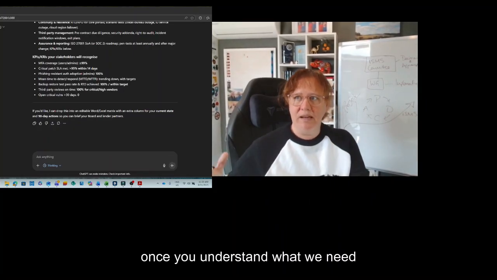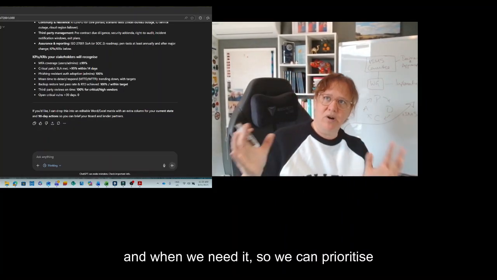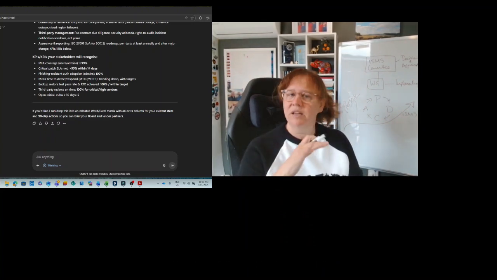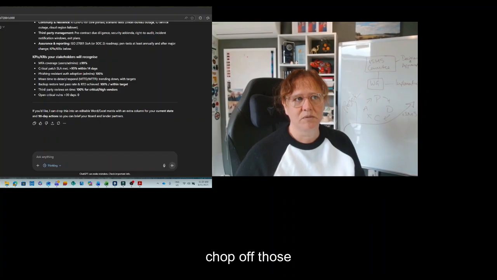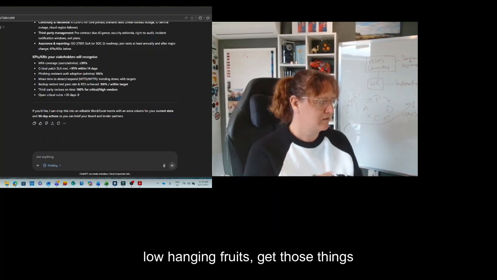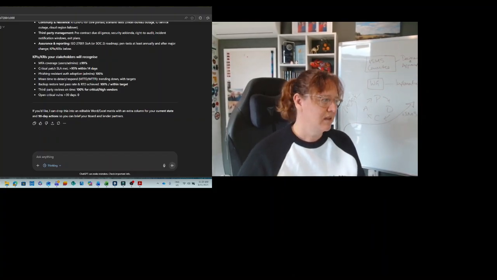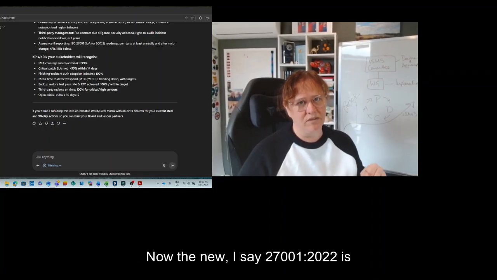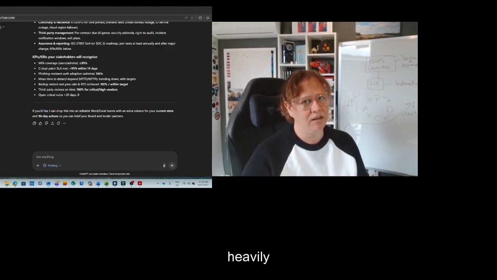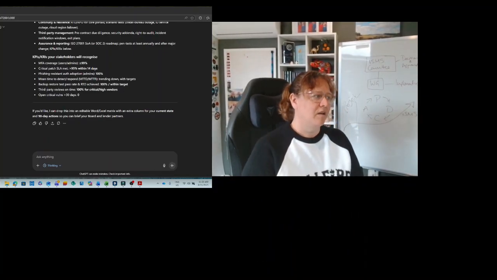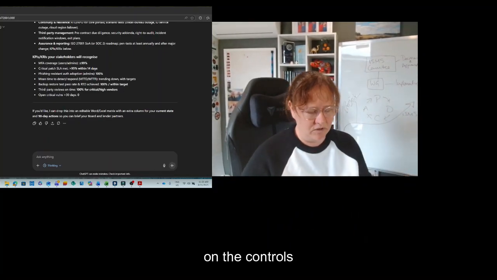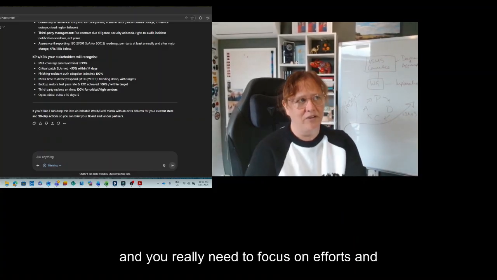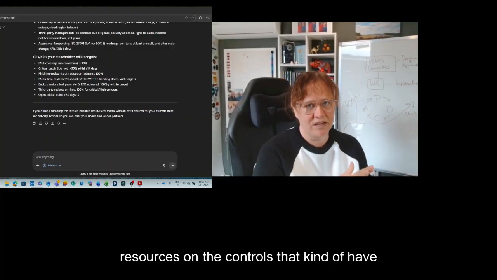Once we understand what we need and when we need it, we can prioritize the control implementation from there. We can chop off those low-hanging fruits, get those things out of the way and done. And then it's prioritizing based on risk. Now, the new ISO 27001:2022 is heavily risk focused, whereas before it used to be based on the controls. You only really need to focus efforts and resources on the controls that are going to have the most impact.